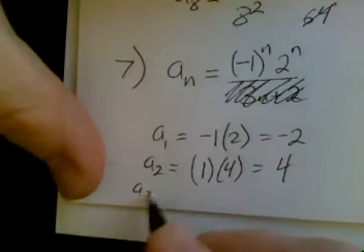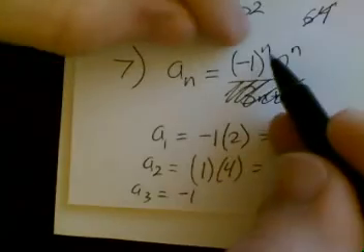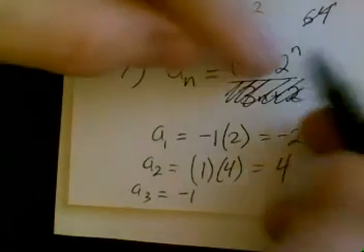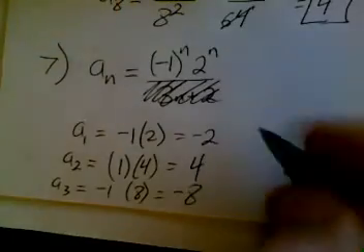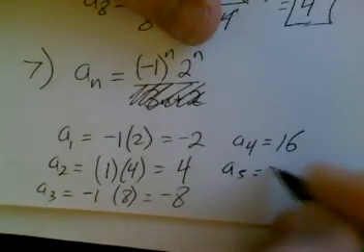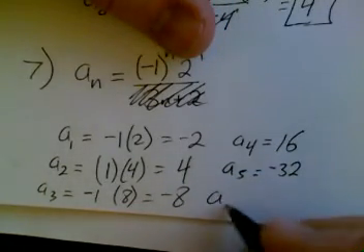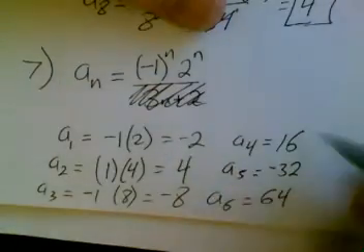If I do a sub 3, and I hope you recognize the pattern, negative 1 to the power of 3 is going to be negative 1. 2 to the power of 3 is going to be 8. This becomes a negative 8. And then a sub 4 is going to be a positive 16. A sub 5 is a negative 32. A sub 6 is going to be a positive 64, because I'm just multiplying each thing by 2.